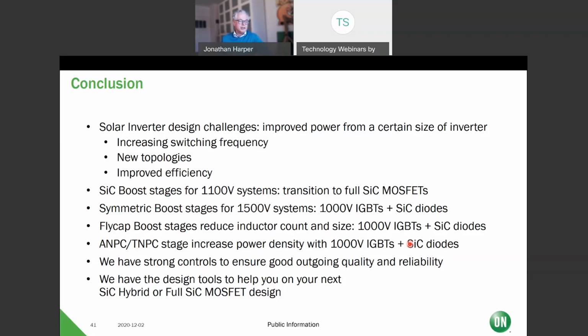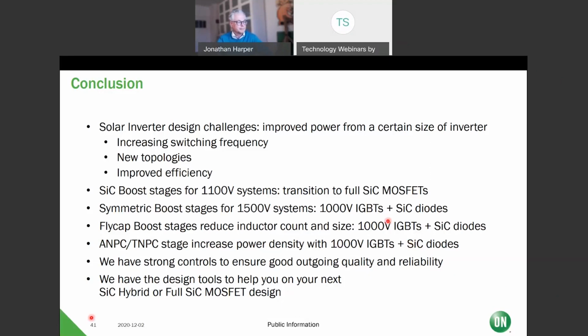AMPC, TMPC, IGBTs and SiC diodes is what is used for the higher power levels today. And I see the trend: every switch which is an IGBT, step by step, you're going to start replacing with a SiC MOSFET. SiC MOSFETs are more expensive. You can't replace all silicon diodes with SiC diodes because the forward voltage of a SiC diode is a bit high, so in some cases that's not a smart move. But changing an IGBT into a SiC MOSFET makes a lot of sense.